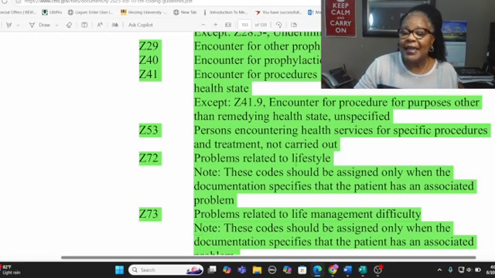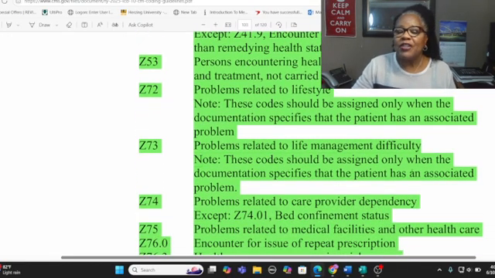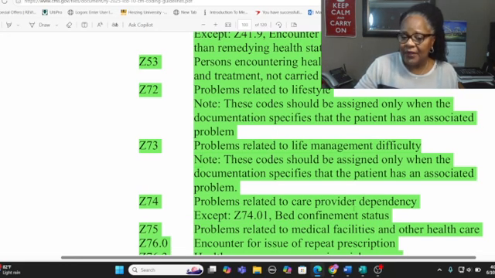Z72, problems related to lifestyle. Now it's got a note, these codes should be assigned only when the documentation specifies that the patient has an associated problem. Z73, problems related to life management difficulty. And the note here says these codes should be assigned only when the documentation specifies that the patient has an associated problem. Z74, problems related to care provider dependency, except Z74.01, bed confinement status. Z75, problems related to medical facilities and other health care.